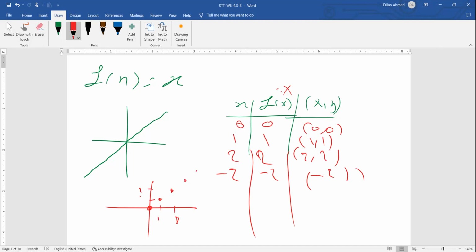We say 1 here, 1 there, 2 here, 2 there, then 3, 4, 5, and minus 1, minus 2 over the x-axis. When I input minus 1 here, I'll get the output on the y-axis, which will also be minus 1, and so on. Minus 2 here. Then when you connect all these points together, you will get a shape.